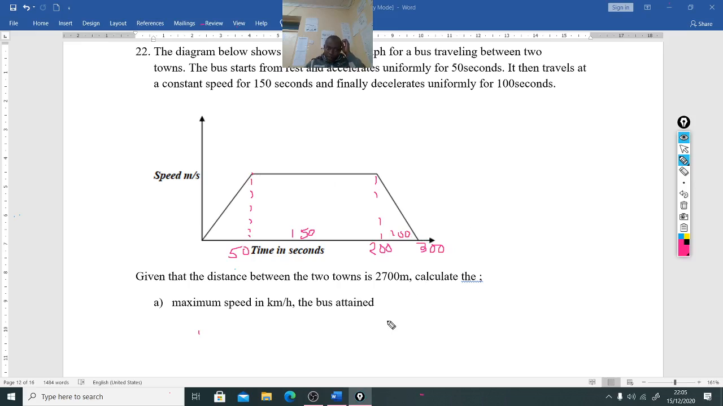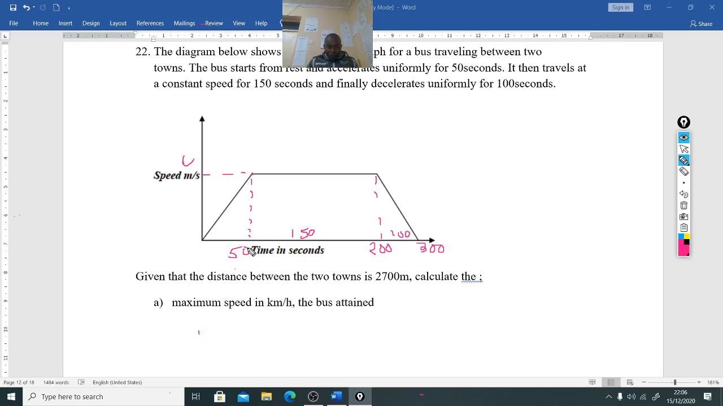Then we are asked that given that the distance between the two towns is 2700, we calculate the maximum speed. If we write that speed to be v meters per second, and then the maximum speed in kilometers per hour. First of all, we need to find it in meters per second. We know that if we are given speed in meters per second, and that is a velocity time graph, area under the curve gives you the distance.